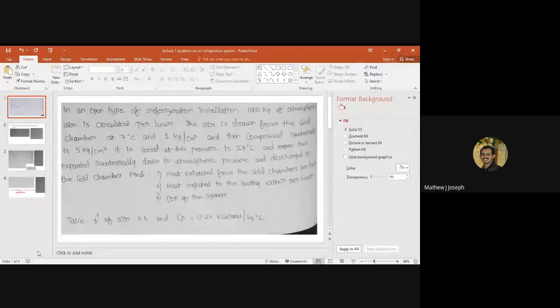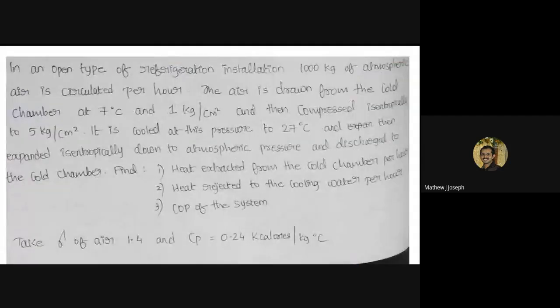Hello, dear students. Let us do a simple problem on air refrigeration system. So, let us consider a simple problem. In an open type of air refrigeration installation, 1,000 kilogram of atmospheric air is circulated per hour.